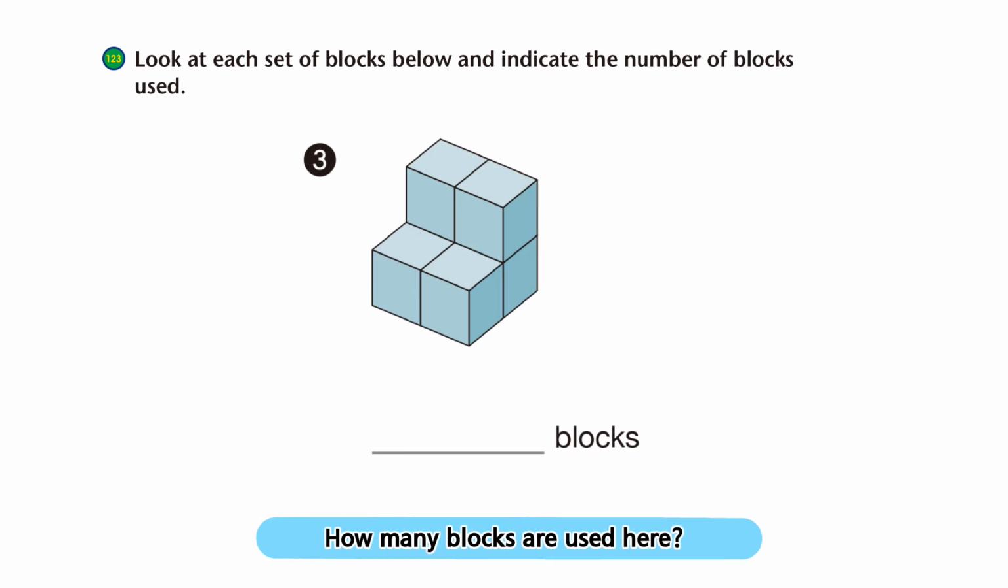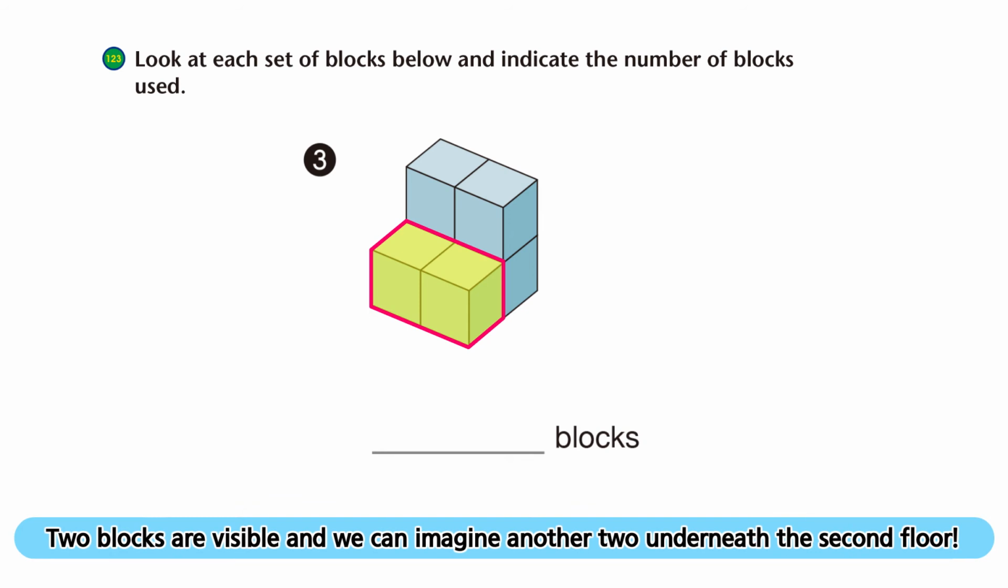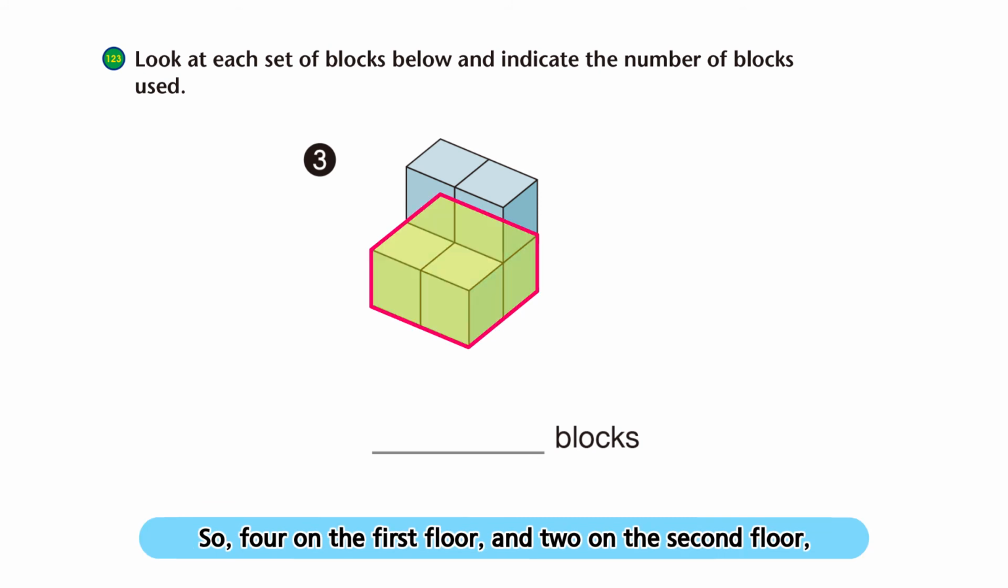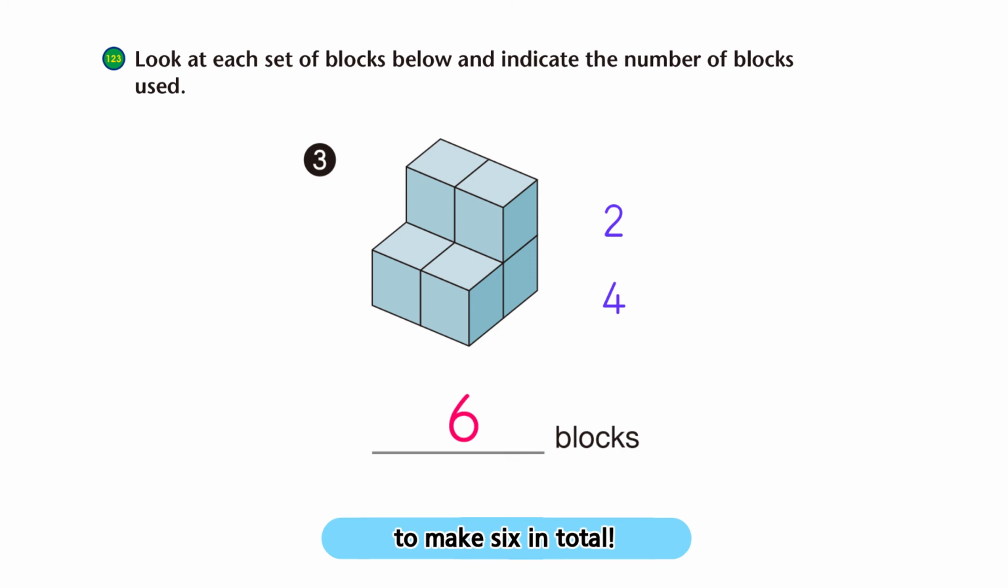How many blocks are used here? Let's look at the first floor first. 2 blocks are visible, and we can imagine another 2 underneath the second floor. So 4 on the first floor and 2 on the second floor, to make 6 in total.